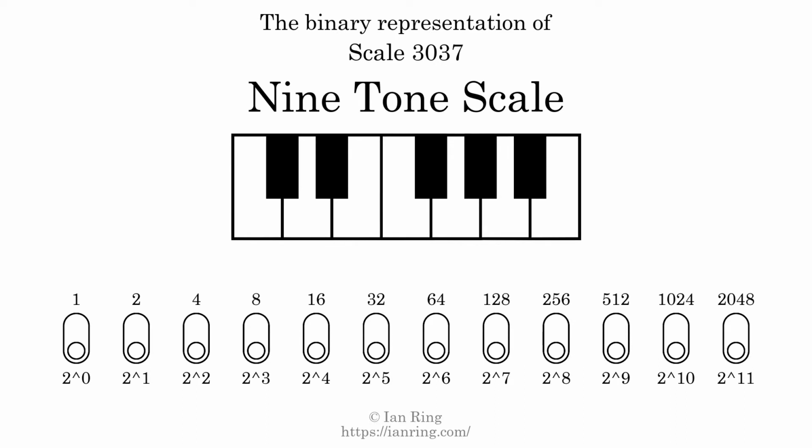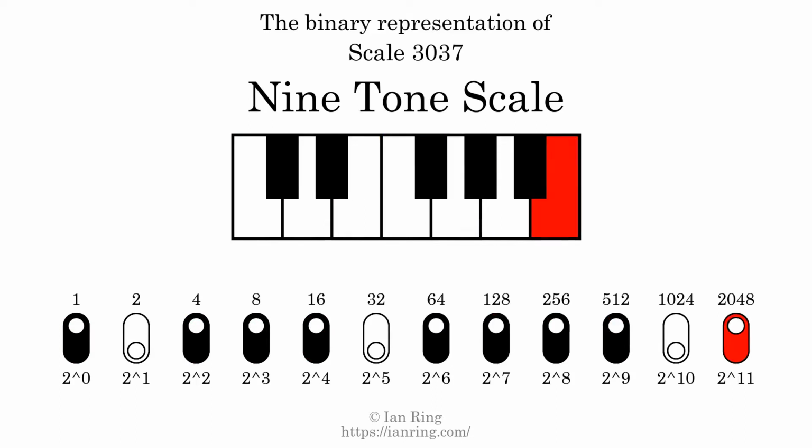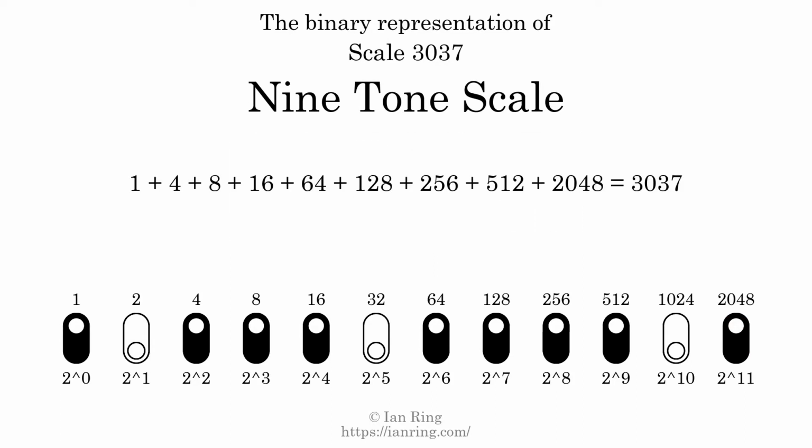The binary representation of this scale is determined by mapping tones of the scale to binary digits. Each binary digit represents a power of 2. To get the scale number, we add the powers of 2 together. The powers of 2 that are present in the scale, all added together, equals 3037. That is why the scale number, in decimal, is 3037.